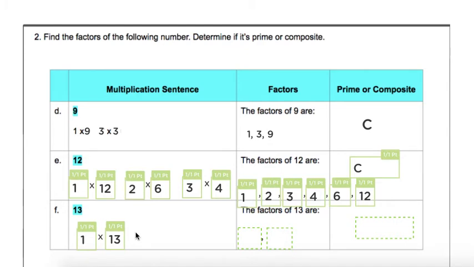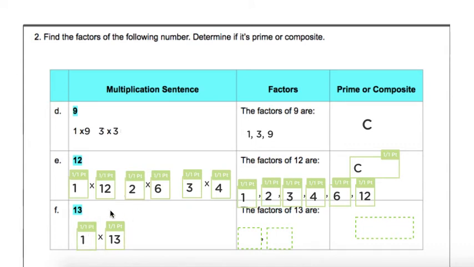Let's see. 2 times blank equals 13. No, that doesn't work. 3 times blank equals 13. That doesn't work either because if I skip count by 3, that wouldn't get me to 13. 4? No, that doesn't work either. 5? No. 6? No way. So that means we're done.